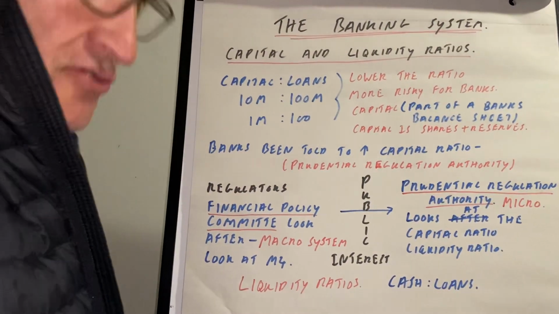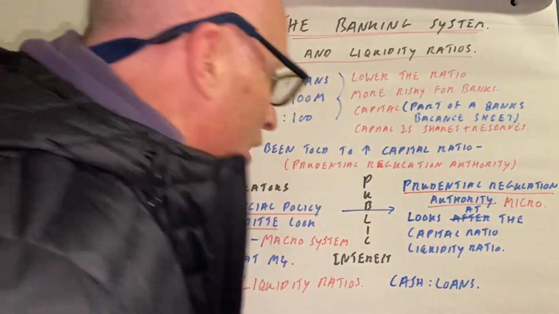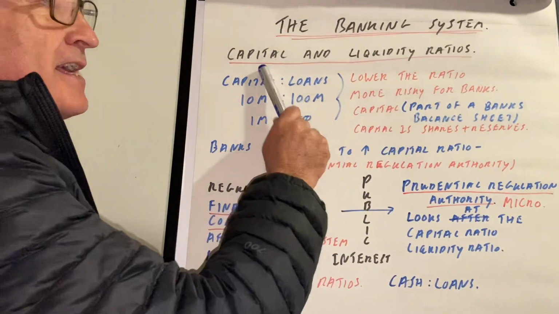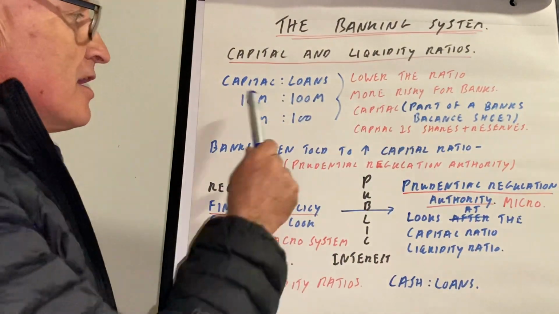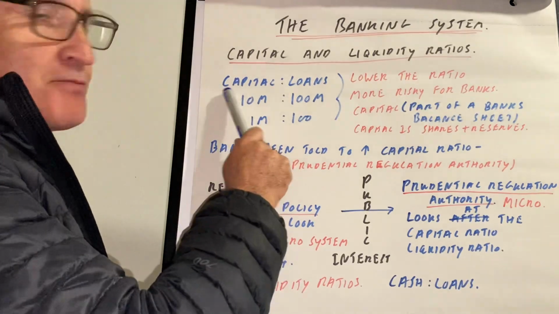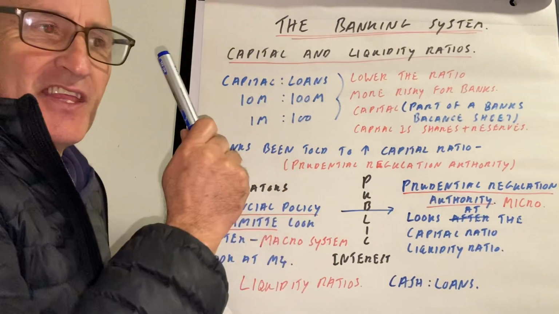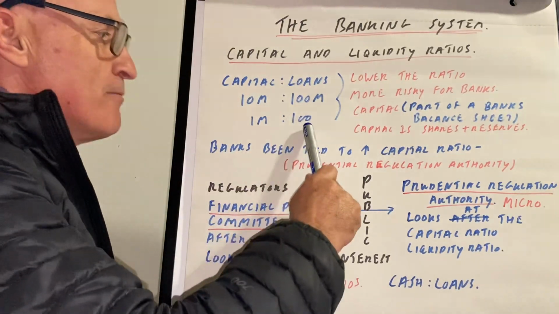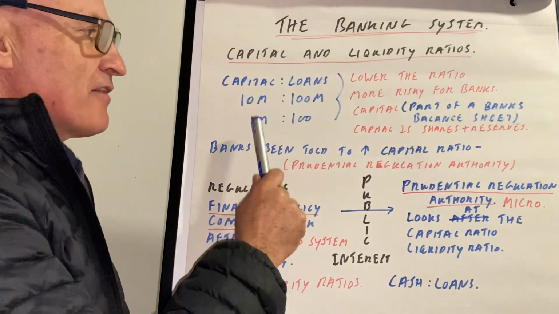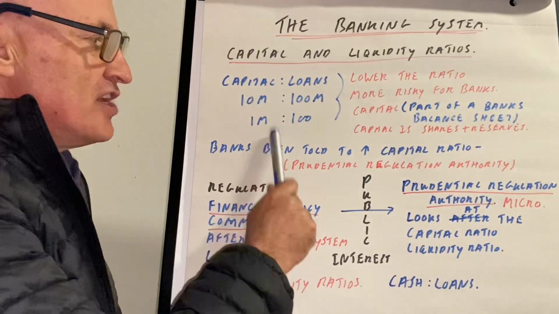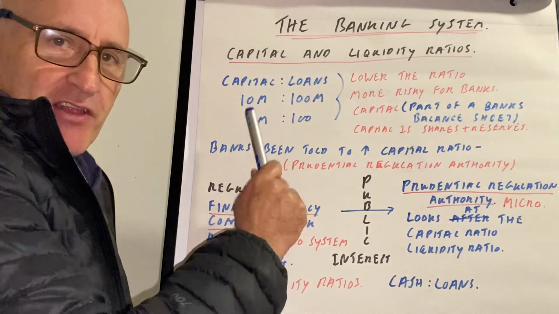Okay, so I'm just going to try and do this quick video on the banking system. Capital and liquidity ratios. Right. So if the capital ratio is lowered, that means that the bank has become more risky because you're having more loans compared to the amount of capital that a bank has. So you need to understand that capital is really, really important for a bank.